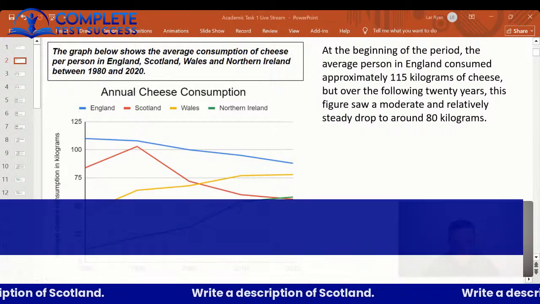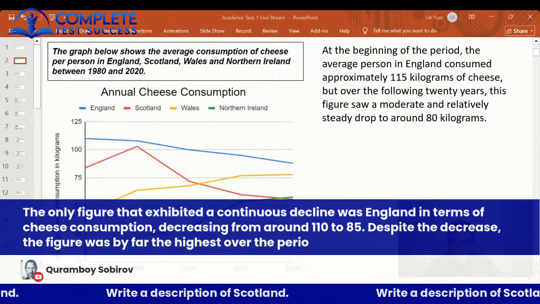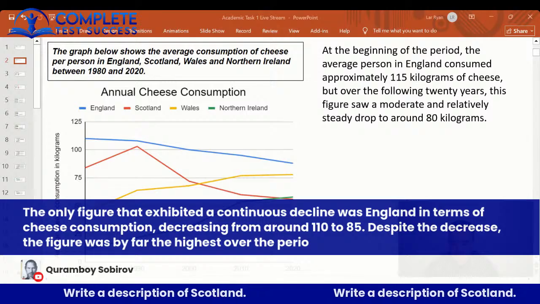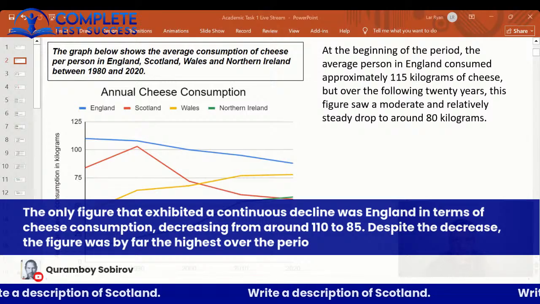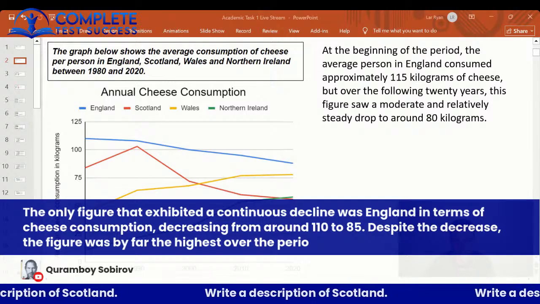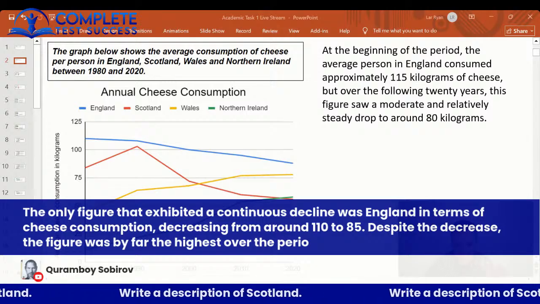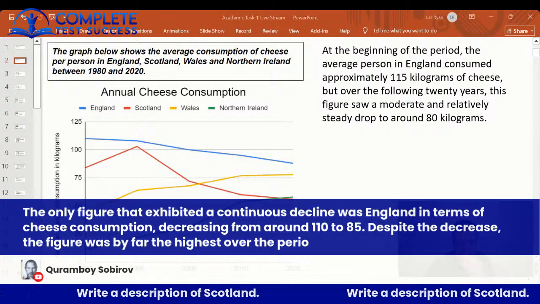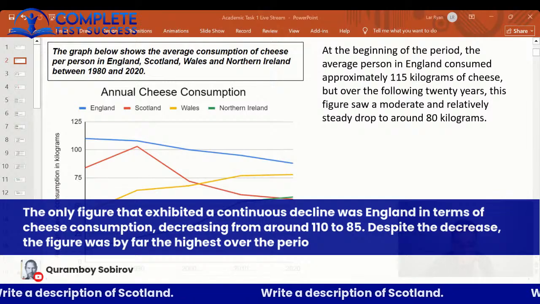Okay, so Koramboy, the only figure that exhibited a continuous decline was England in terms of cheese consumption. No, because it's not in terms of cheese consumption. Cheese consumption is the only thing we're talking about. So was England, and just delete in terms of cheese consumption, delete that bit. Decreasing from around 110 to 85 kg. We need the unit, that's important.